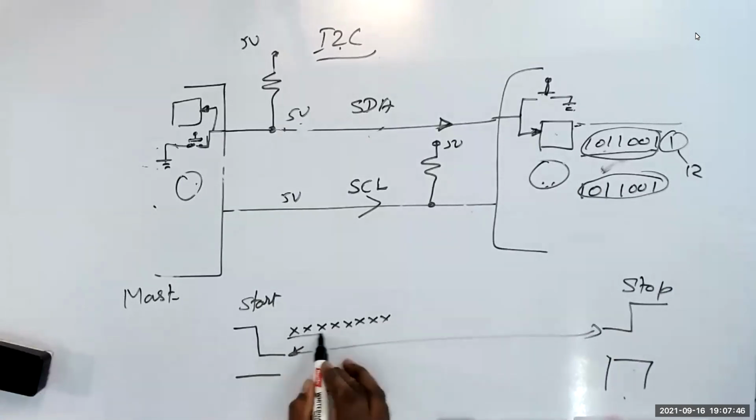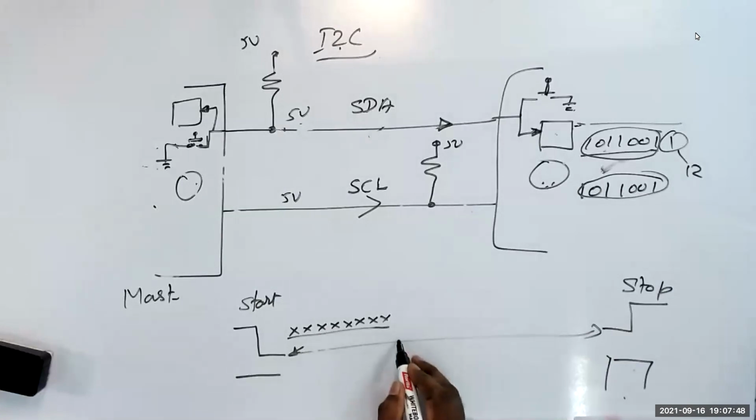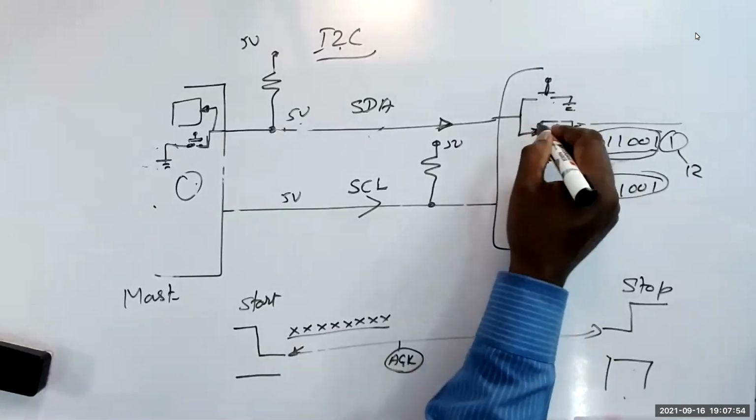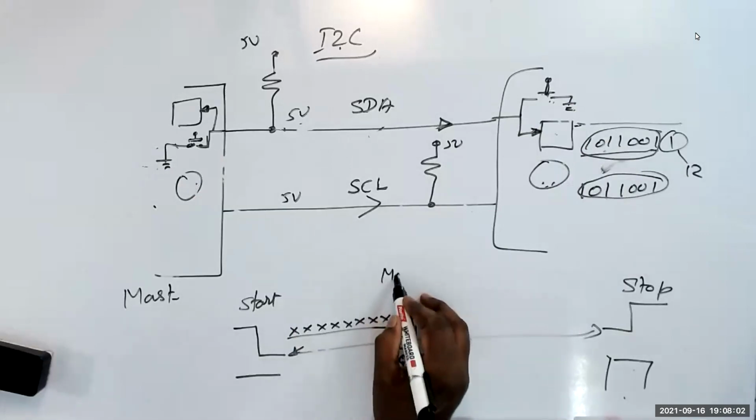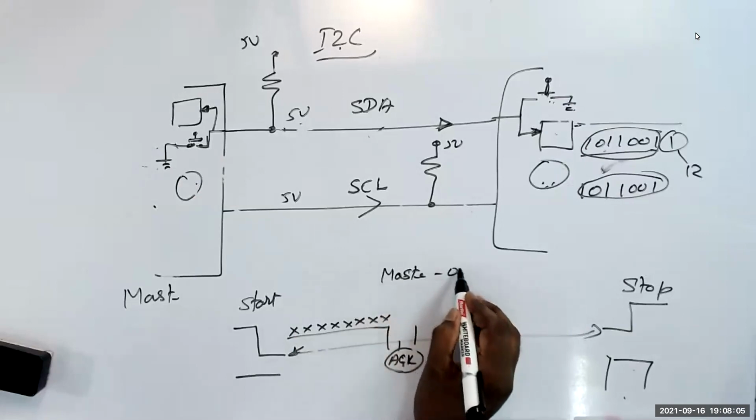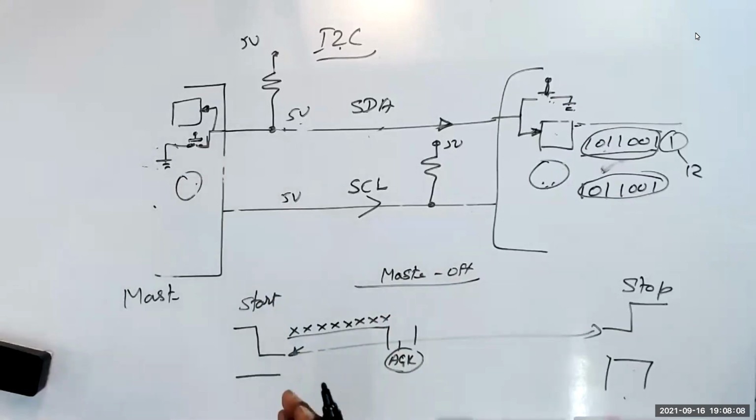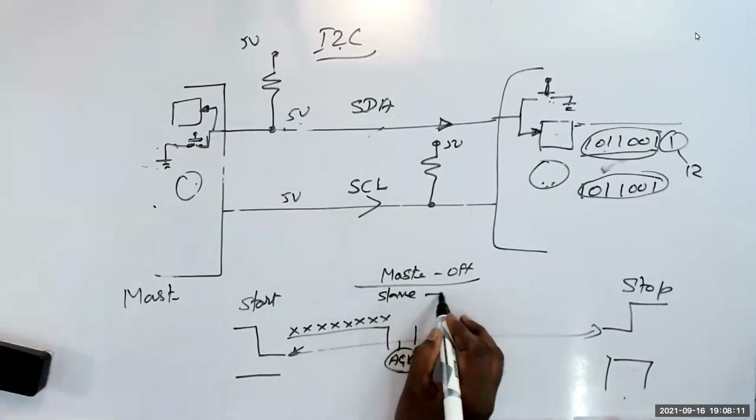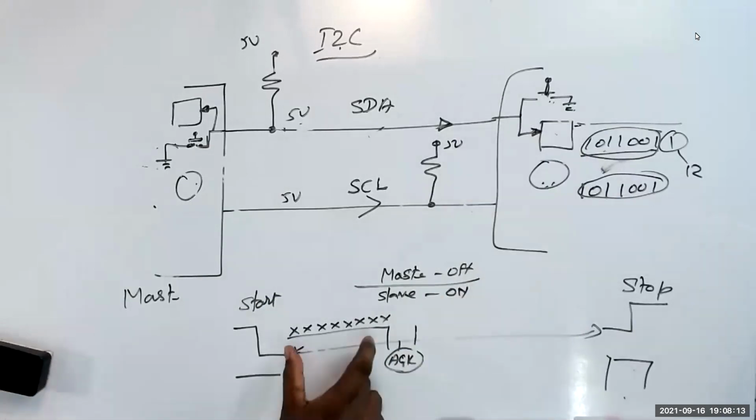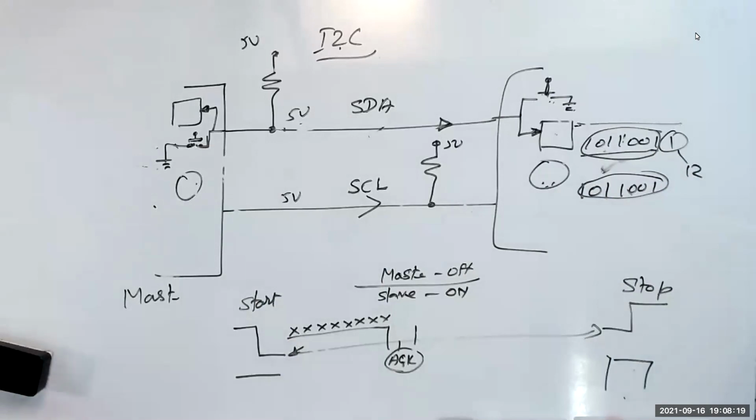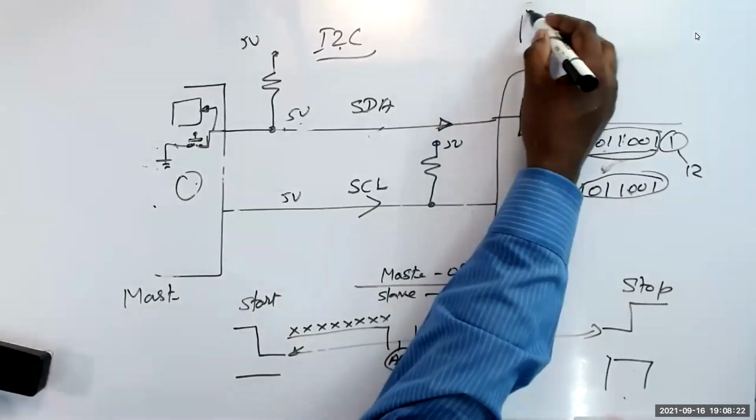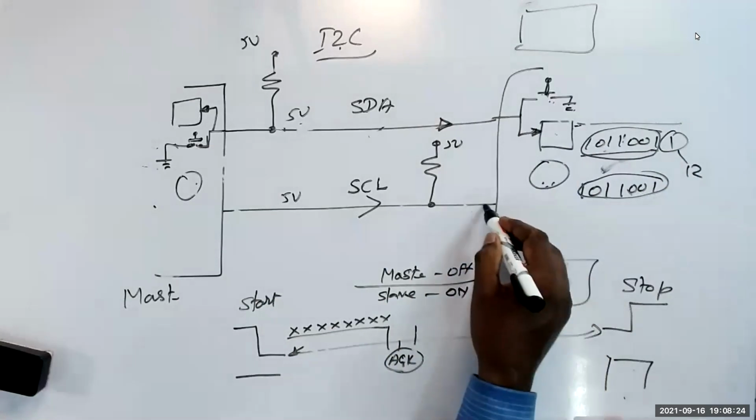After sending 8 bits, I wait for acknowledgement. Who gives acknowledgement? This guy, by pushing the switch down. But you see and understand, on this 9th clock, the master switch is off. Now, slave on. The first byte tells you the device address. Once it is latched, for example, you have multiple devices. You have multiple devices. The same thing is going.